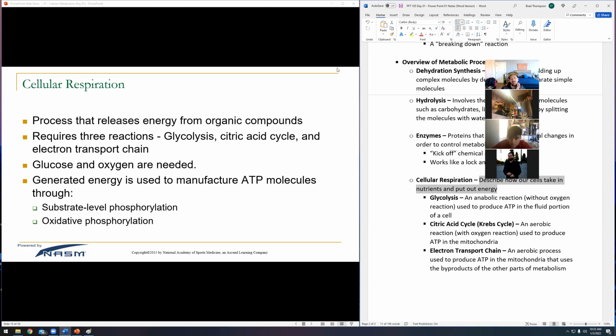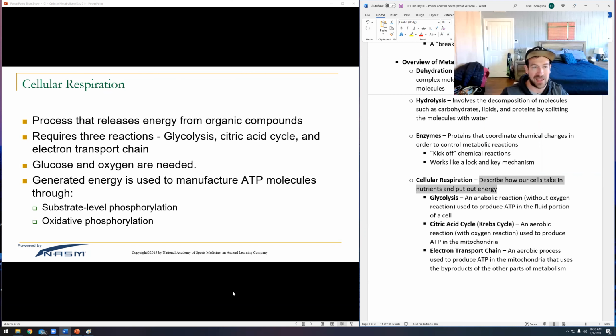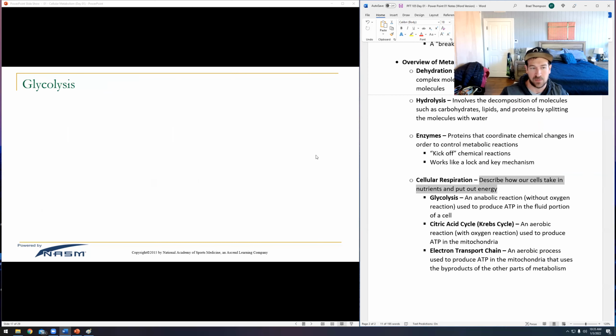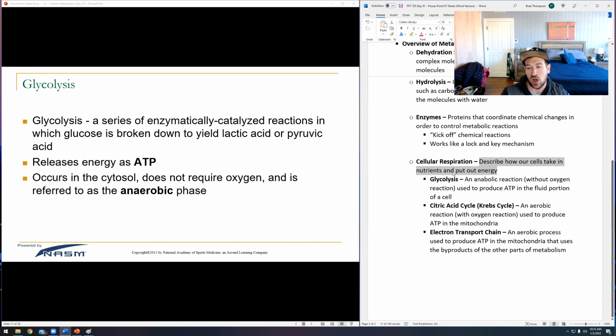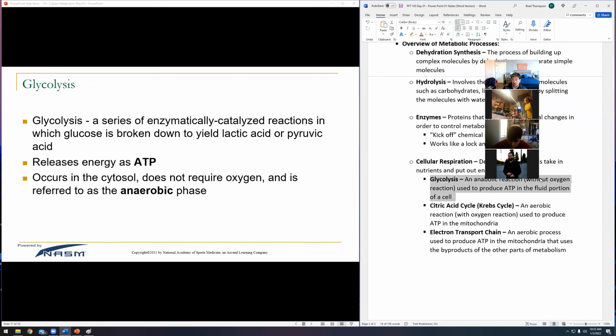So there are 3 ways that we are going to make ATP when we say cellular respiration. We are going to make ATP in a process called glycolysis. This is the first thing that you're going to do, okay? So glycolysis is the process of making ATP from glucose molecules.